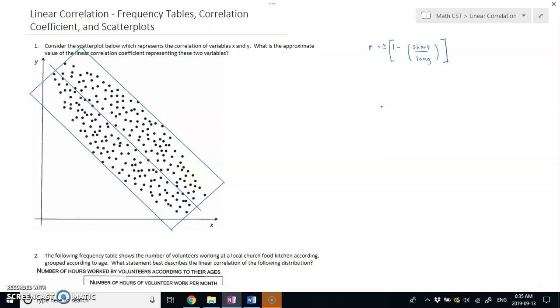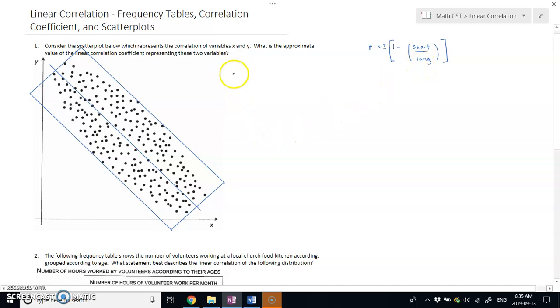What are we measuring when we measure the correlation coefficient? Well, the point of this exercise is to actually find out how tightly the dots are huddled together or how much they're spread out, and that's a measure of how well correlated the x and y values are. There's a rule for that, and that rule here is r equals plus or minus, then a bracket, 1 minus short over long. And short over long are the measures of the two sides.